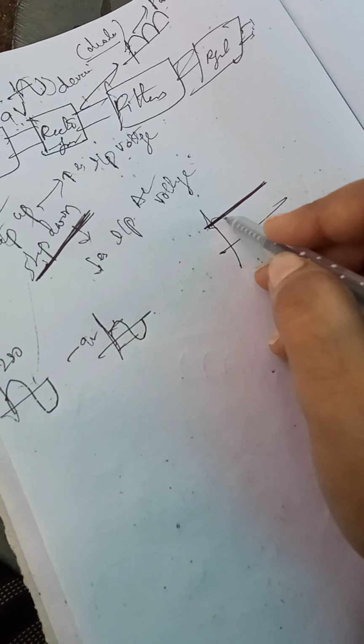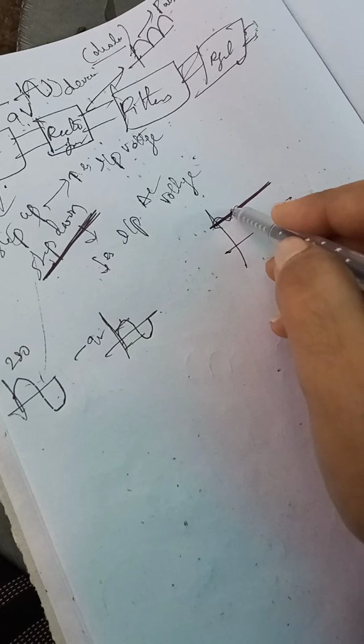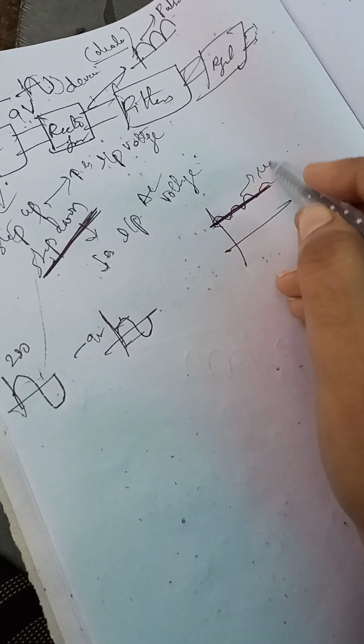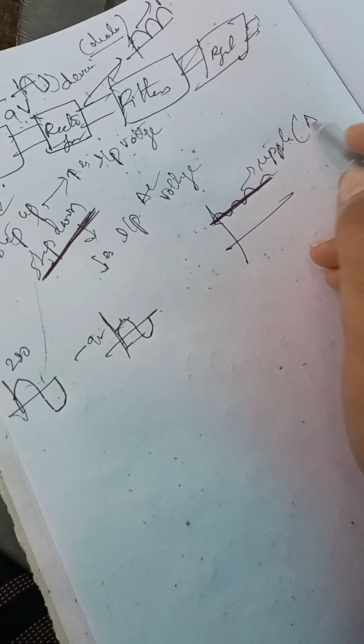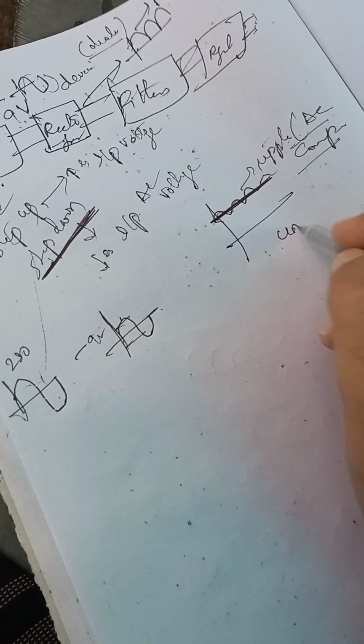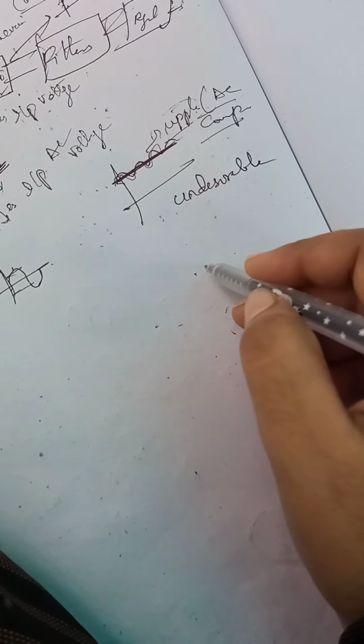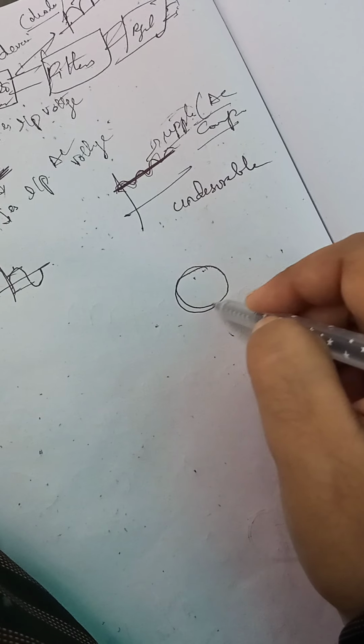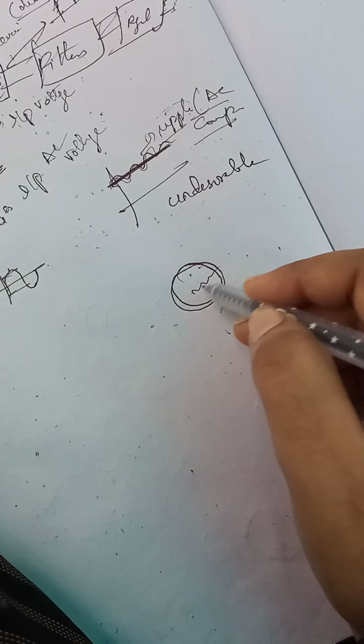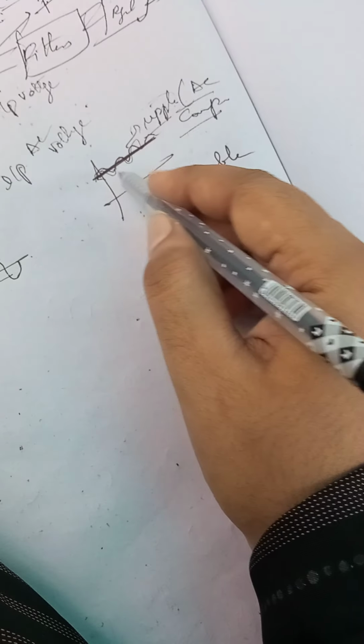If we have any fluctuations like this, this is called ripples, which are AC components. These AC components are undesirable or unwanted. Then why have we given the name ripple? Because it resembles the structure of a ripple. That means if you have thrown a stone in the water, then around the surface of that stone you can find the ripples in the water, isn't it? Just like in this shape. That's why they have given the name ripple.